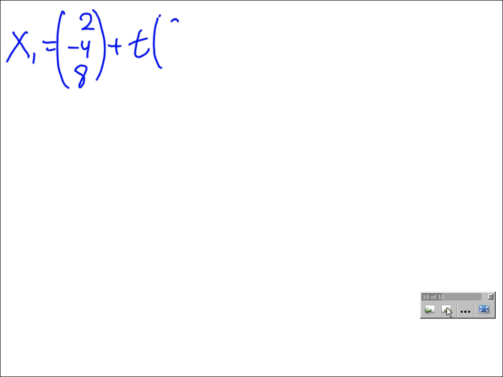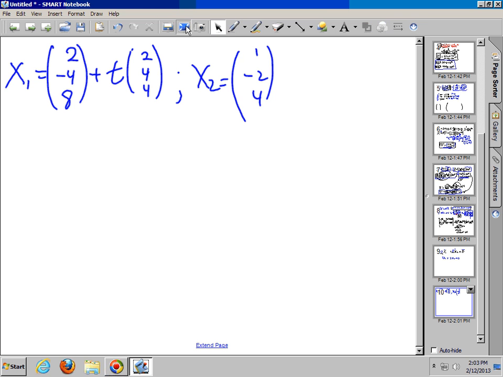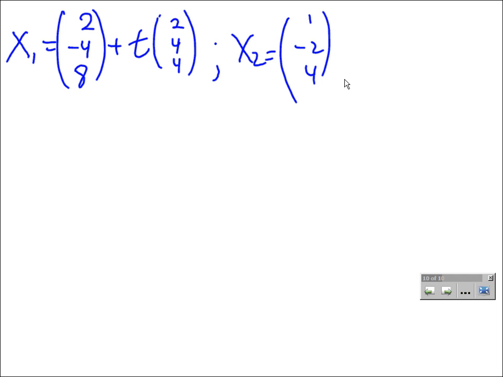Okay. So suppose you have these three solutions. 2, negative 4, 8 plus t times 2, 4, 4, that's x1. X sub 2 is 1, negative 2, 4. And lastly, x sub 3 is equal to, say, 1, negative 2, 4 plus t times 1, 2, 2.